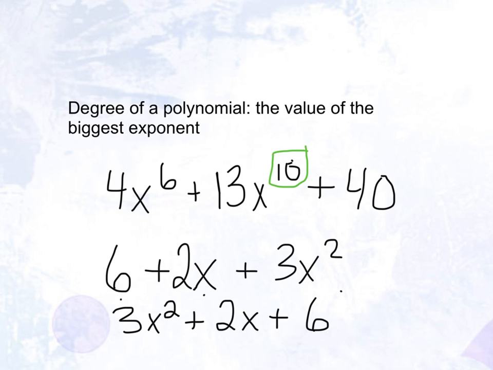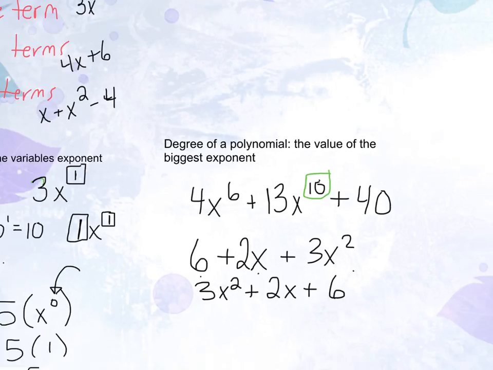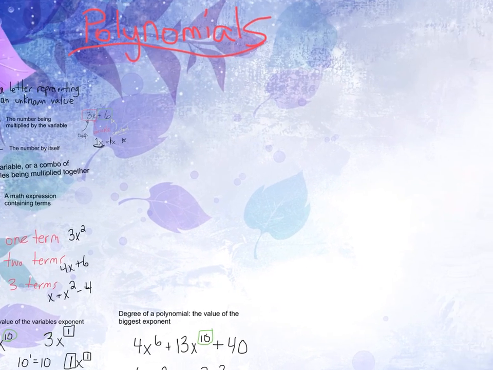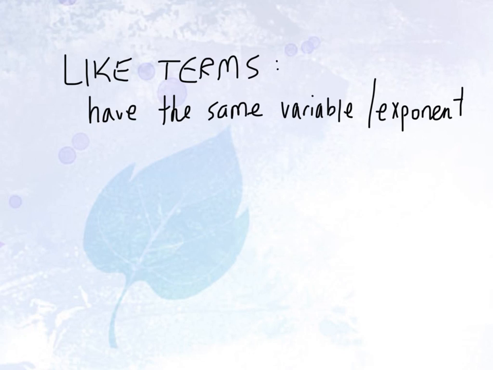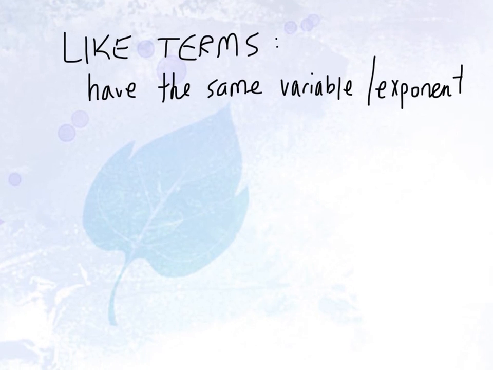Okay, down to our final, last definition, and this one is like terms. And being able to combine like terms is actually what's going to be covered in the next video. And that's basically how you simplify a polynomial expression. So like terms have the same variable and exponent. Let's take a quick look at some examples so you can get a better idea of what I mean by that.